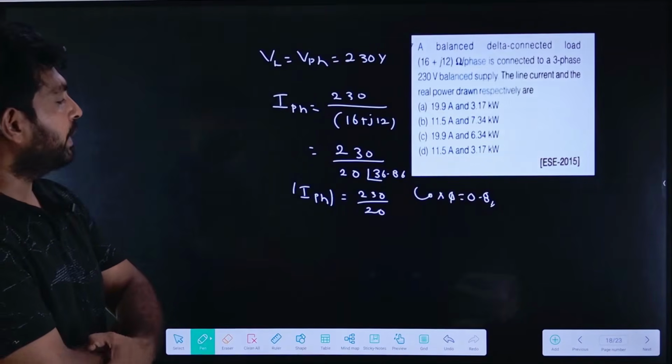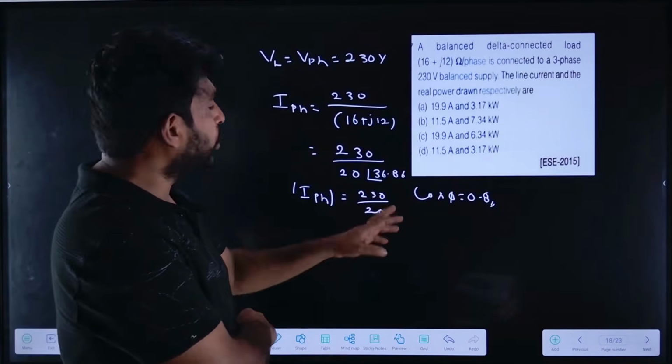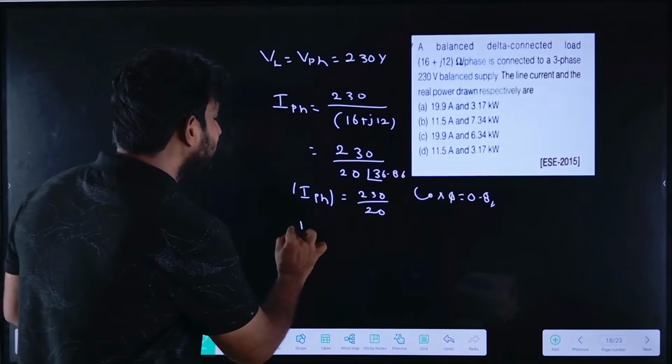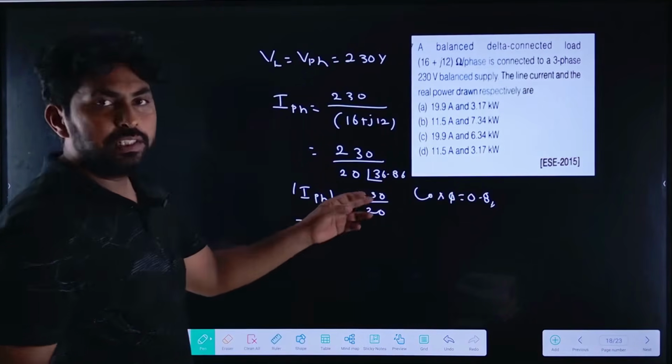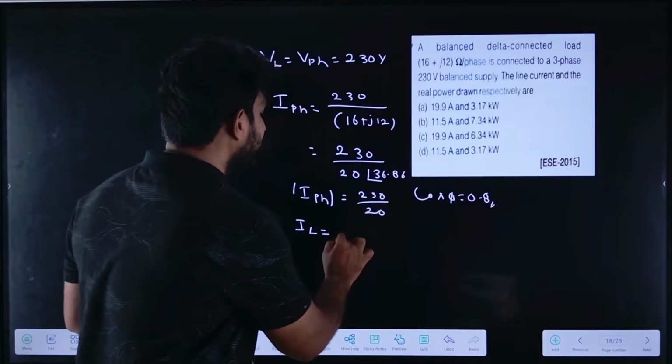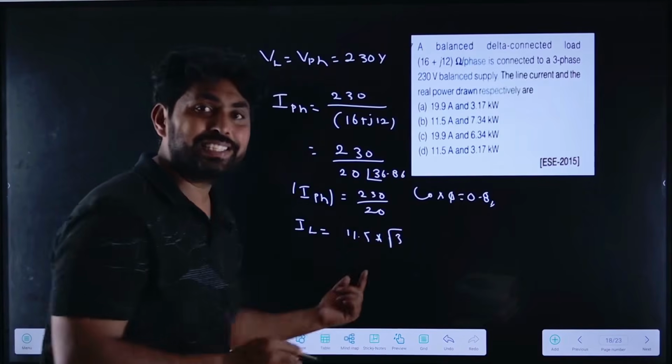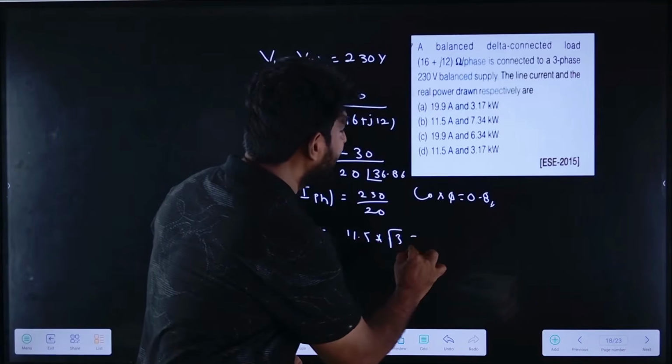Right? 0.8. Now it will be the 230 by 20. We need to find the line current. So how can we find the line current? The line current equals 230 by 20, which is equal to 11.5 amperes, into root 3. So that is phase current into root 3. So you will get 19.9 amperes.